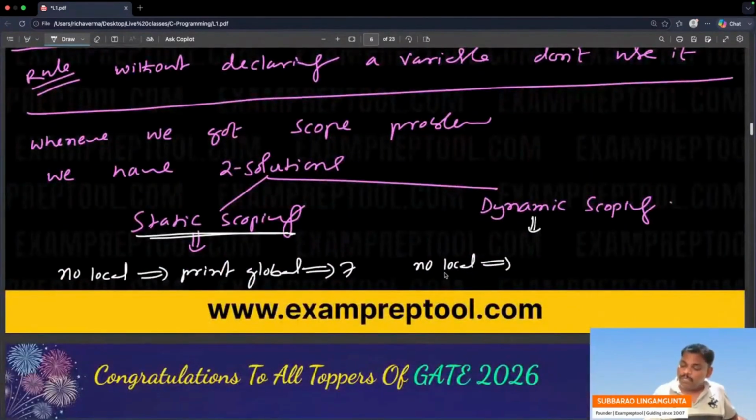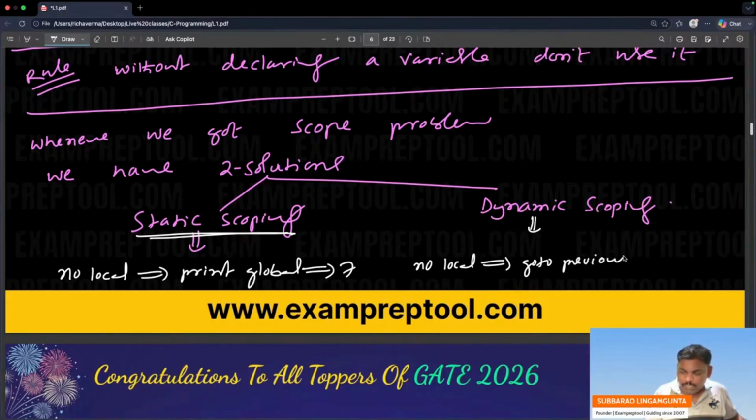So dynamic scoping means: no local, then go to the previous one in the stack. At least check whether the previous function has it or not. Yes, it's there, so garbage will be printed. Remember, if there is no local, that is called a scope problem. Static scoping says no local, then print global. But dynamic scoping says no local, then see the previous function. At least if the previous one has it, use it. That is called static scoping, dynamic scoping.